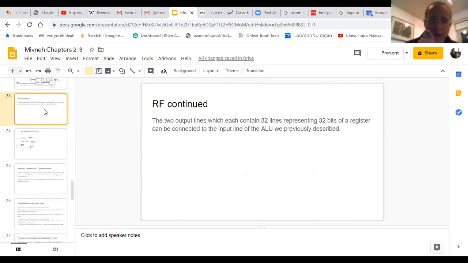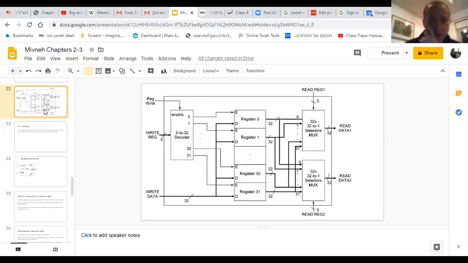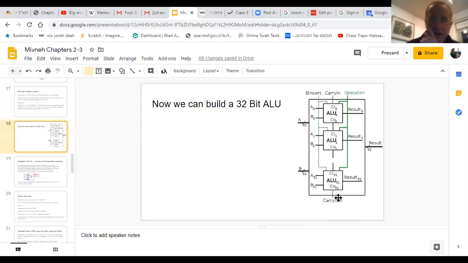The two output lines, each containing 32 lines, represent 32 bits of a register, and they can be connected to the input lines of the ALU we previously described. I don't have a picture of that, but in other words, these two outputs are 32 bits. Those are our registers that we've read. We can go back up here and connect it so this A can be one of those registers, and this B can be the other one. And then all of a sudden, we have the ability to choose a register, let the values go into the ALU, and get the result of the addition.